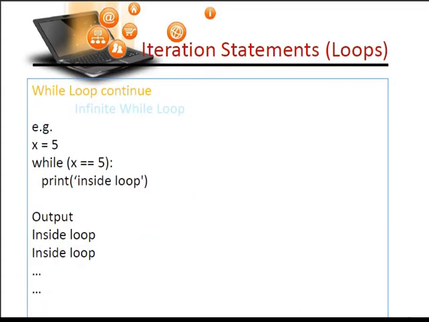Here in this example, the condition is being set. It is checking the condition. It is executing the statement. But here one thing is missing, that is the updating of the value. As it is not updated, it always remains 5, so the loop continues and it becomes an infinite loop.